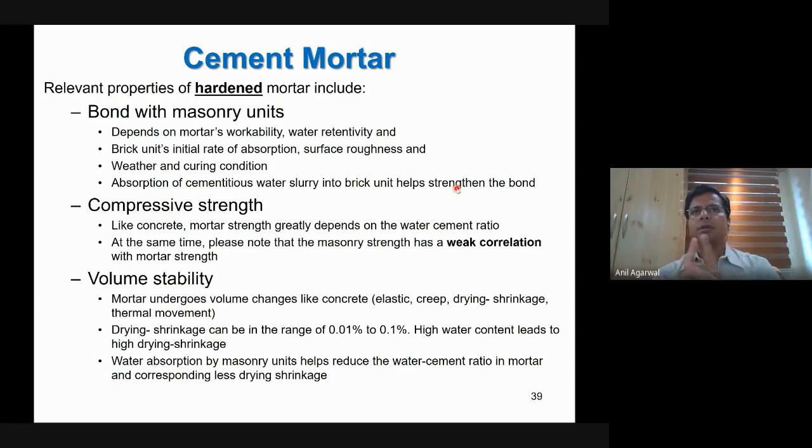Now, there can be various reasons why it may deform. One is elastic deformation. Even though it may not feel like it, after it hardens, mortar is a very elastic material. It will not deform a lot, but if you apply some stress, it will deform a little. So under load, it will deform elastically. That is one type of deformation, but we are not really too worried about this elastic deformation right now.